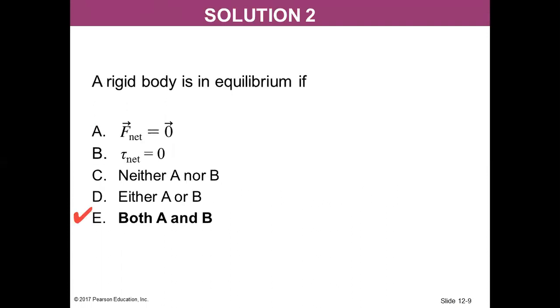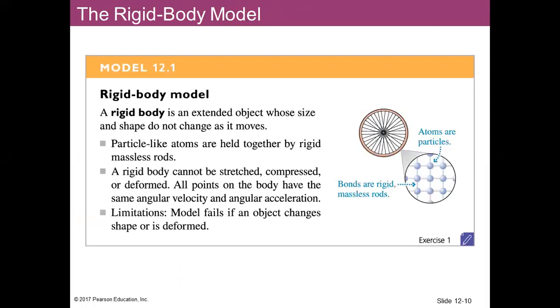A rigid body is in equilibrium if, of course, the net force is 0, and also if the net torque, or the net moment, is 0. So both A and B are correct. A rigid body is an extended object whose size and shape do not change as it moves or as it rotates.